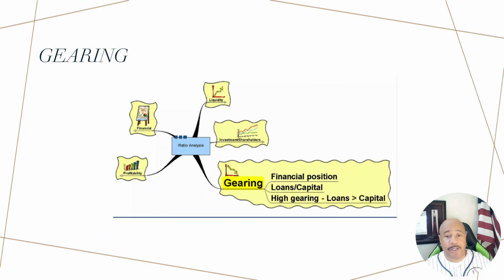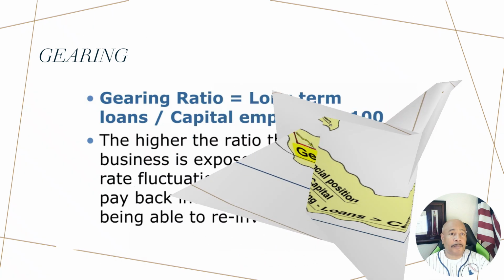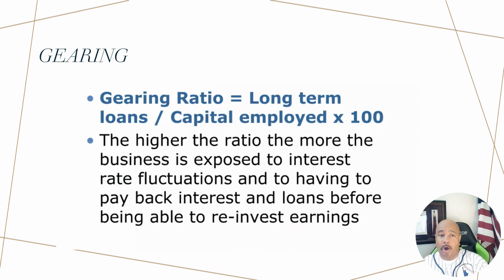We talked about gearing. Gearing, of course, is the financial position, loans over capital, and high gearing is high loans over capital. So you still want to make sure that you're not being held accountable only to the banks. You want to be able to see that it all is an even shake. So gearing ratio, long-term loans over capital employed times 100. The higher the ratio, the more the business is exposed to interest rate fluctuations and to having to pay back interest and loans before being able to reinvest earnings.